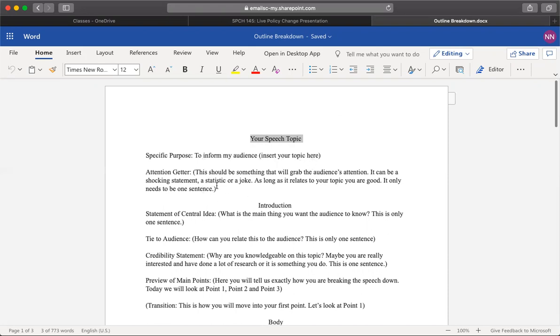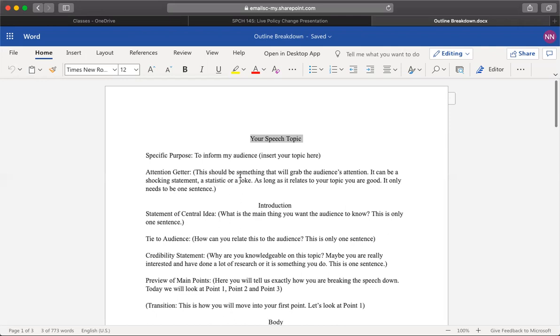So your attention getter. This is really important. One thing that I really try to stress to students is that people are going to decide if they are going to listen to you in the first 30 seconds of your speech. Just think about that for a second. You've got 30 seconds to convince someone to listen to you or not. If you can't grab their attention, they're probably going to shy away from it, not really listen. They're going to zone out. So you want to use something that is going to grab their attention.